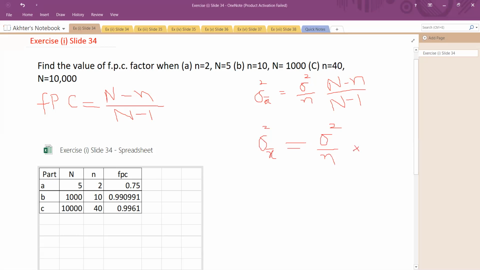The value of FPC is 1. This is in case of sampling with replacement, and this is the case of without replacement. In case of without replacement, we have FPC in the formula. In case of with replacement, it is assumed to be 1.